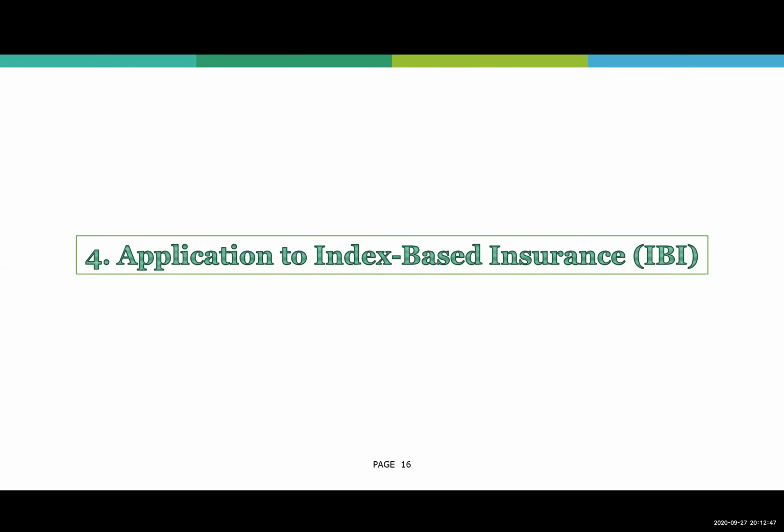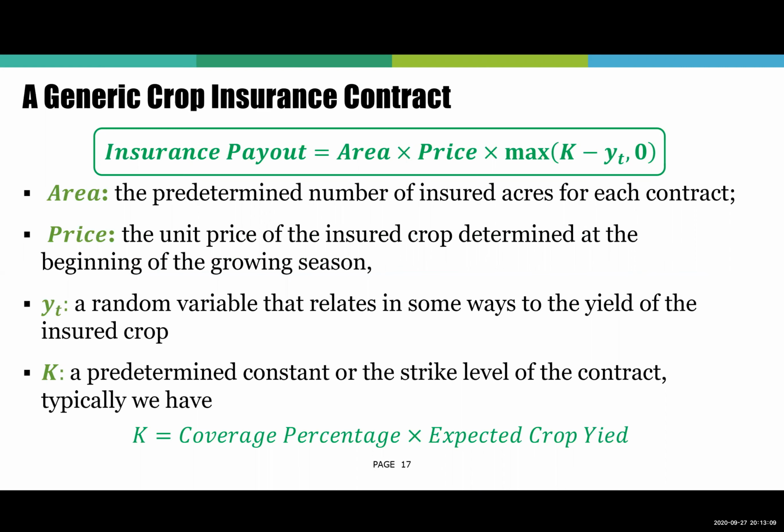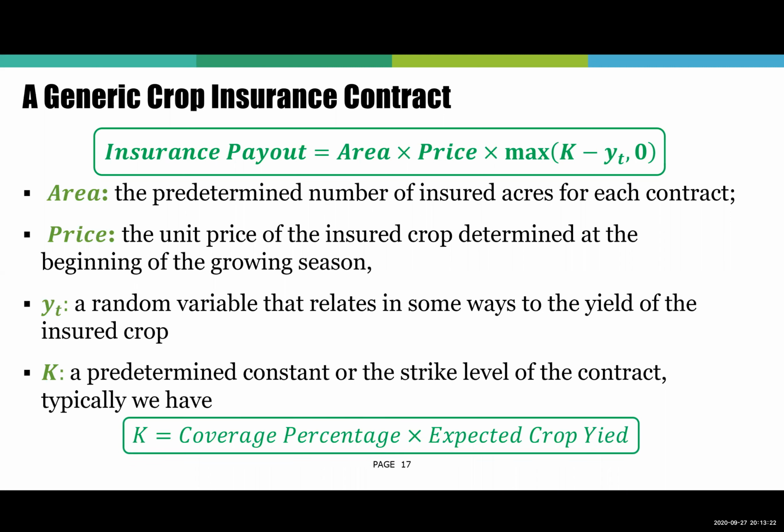We now proceed to the last part of the podcast, which focuses on an application to index-based insurance. Let us first recall the main purpose of the crop insurance is to compensate farmer when there is a loss due to low crop production. For example, from the displayed insurance payout formula of a generic crop insurance design, YT is a random variable that relates in some ways to the crop yield of the insured crop, and K is a predetermined constant. In practice, K is typically defined as the product of the coverage percentage and the expected crop yield. Hence, K in this case can be interpreted as the minimum crop yield the farmer wishes to insure.